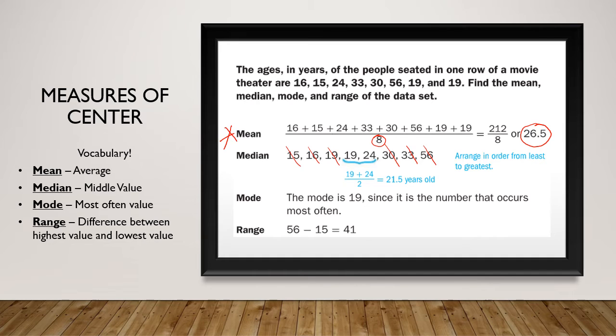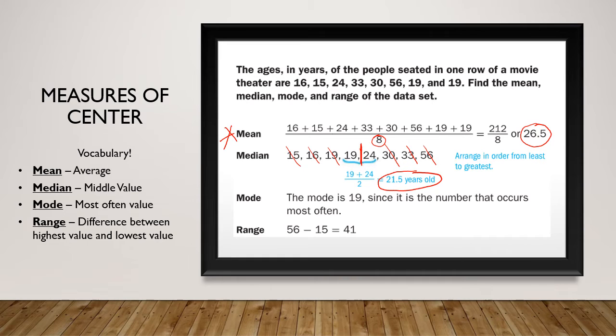Okay, since we have 2 values here, we actually want to find the middle of these values. Okay, so we have 4 values on the left and 4 values on the right. It's important that you have the same number of values on each side of the middle. Okay, so in order to find the middle of the middles, you would take 19 plus 24 and then divide by 2. So your final answer for the median would be 21.5 years.